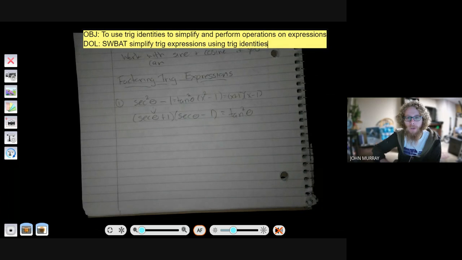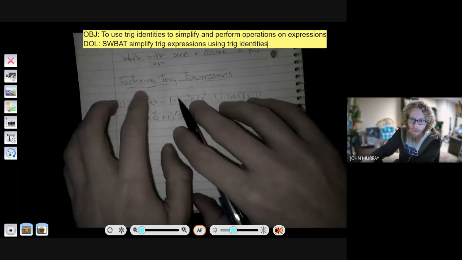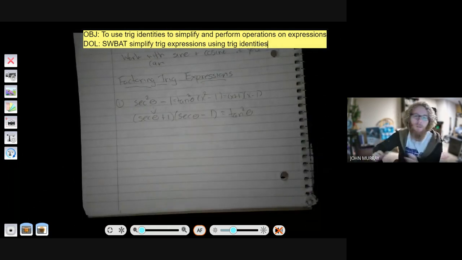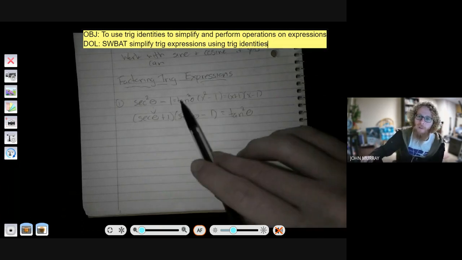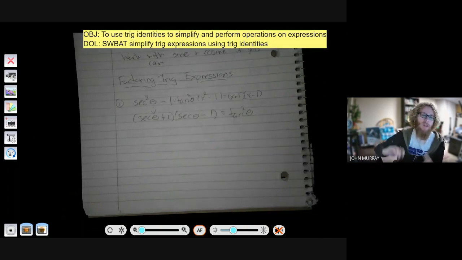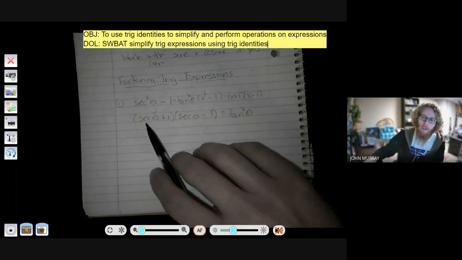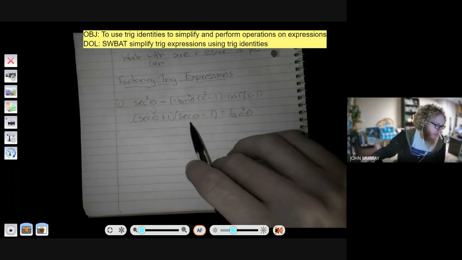Now, what you're also going to do is look at the rest of the expression. If the secant squared minus 1 was part of a bigger expression, you would ask, would it be beneficial for me to make it into a tangent? Do I see other tangents in there where they might eliminate each other? Or would it be beneficial to keep it in terms of secant and factor it like that?